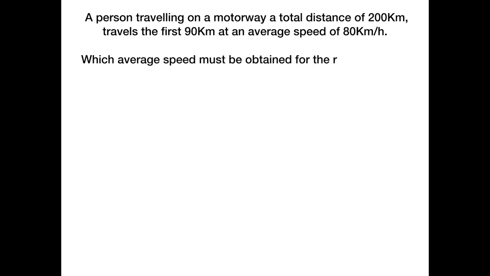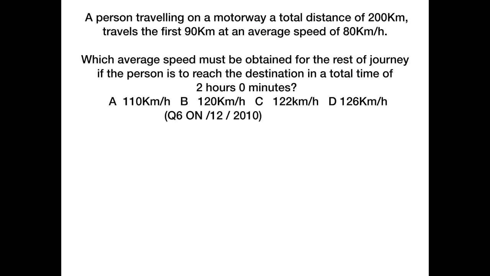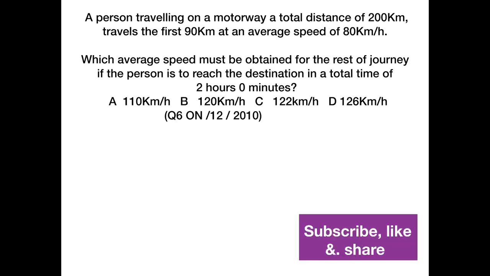A person is traveling on a motorway a total distance of 200 kilometers. He travels the first 90 kilometers at an average speed of 80 kilometers per hour. Which average speed must be obtained for the rest of the journey if the person is to reach the destination in a total time of 2 hours and 0 minutes? This question is from October-November paper 12, 2010.